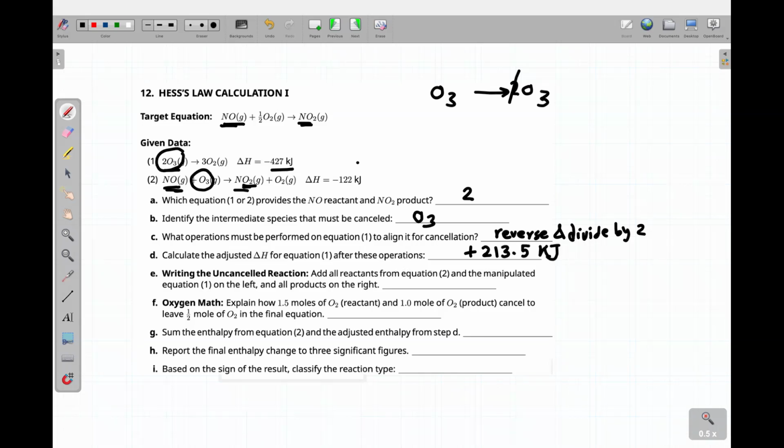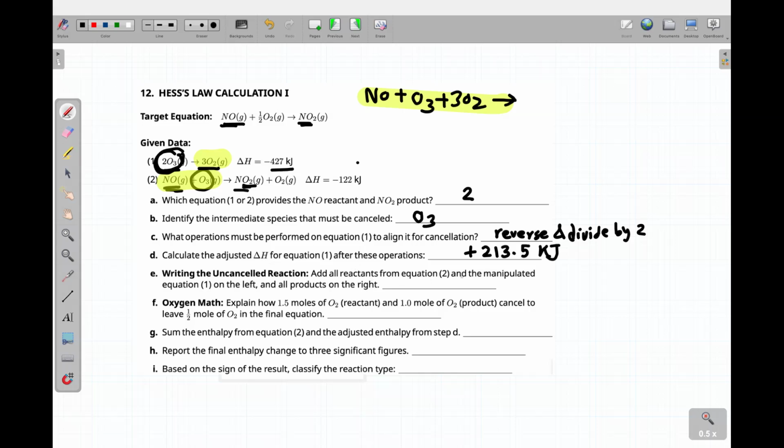Now add all the reactants from equation 2 and the manipulated equation 1 on the left. So let's add all the reactants from equation 2, and the reactants here, this is a new reactant. So let me write all the reactants. That's NO and O3. And this one, NO2 and O3, I cannot write as a reactant, it will be the product. I will write this one: 3O2.